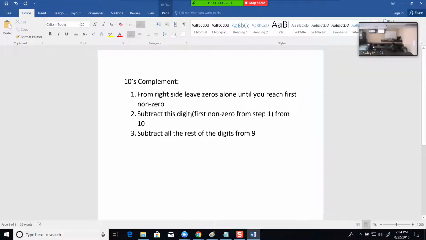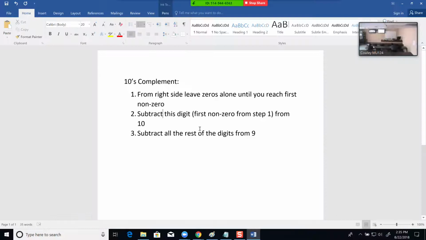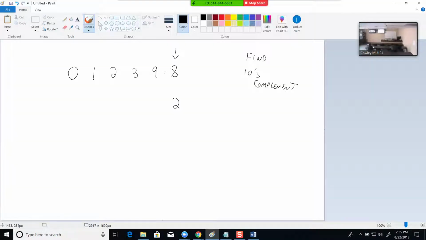It says to subtract this digit, the first non-zero from step 1, from 10. 10 minus 8 is 2. And then it says subtract all the rest of the digits from 9. So 9 minus 9 is 0, 9 minus 3 is 6, 9 minus 2 is 7, 9 minus 1 is 8, and 9 minus 0 gives us 9. That's where they come up with the 987,602. And that's your answer.